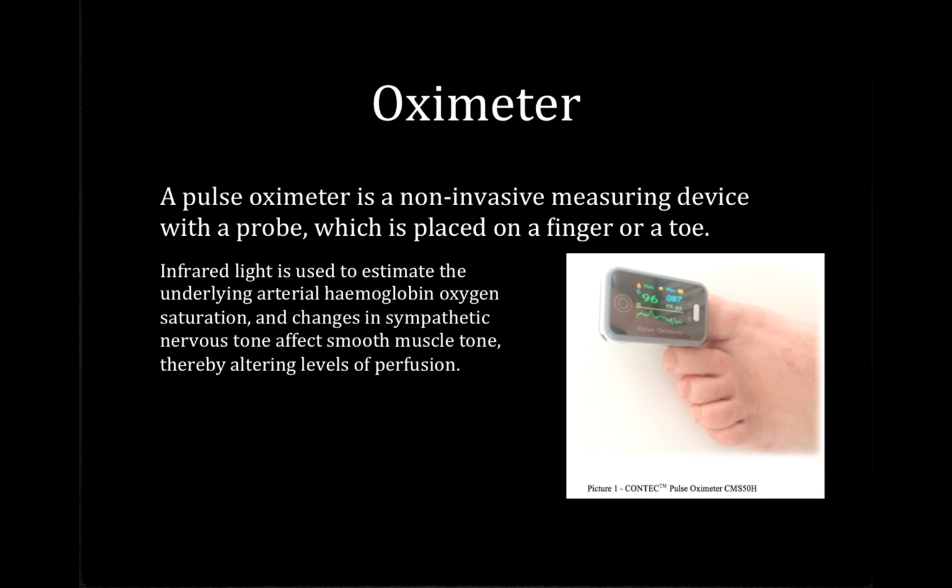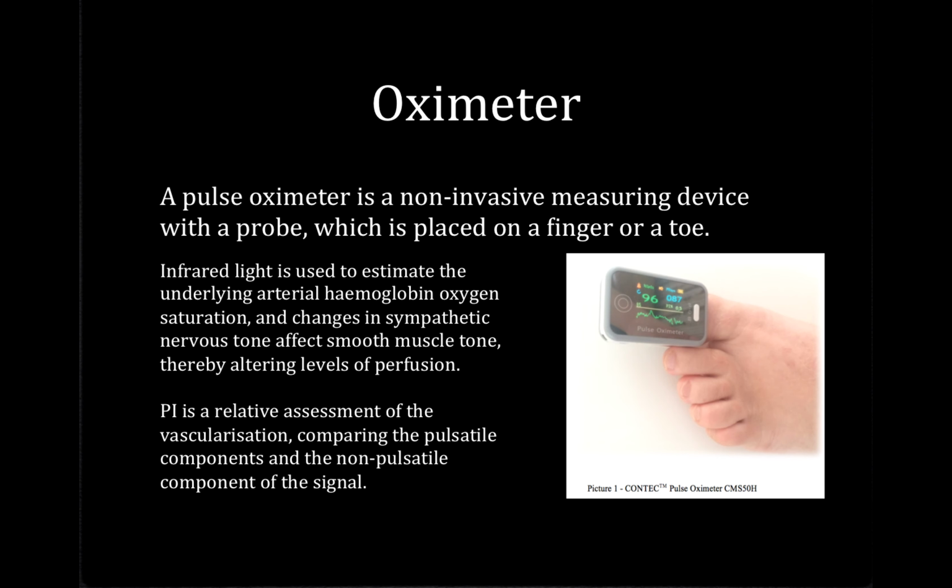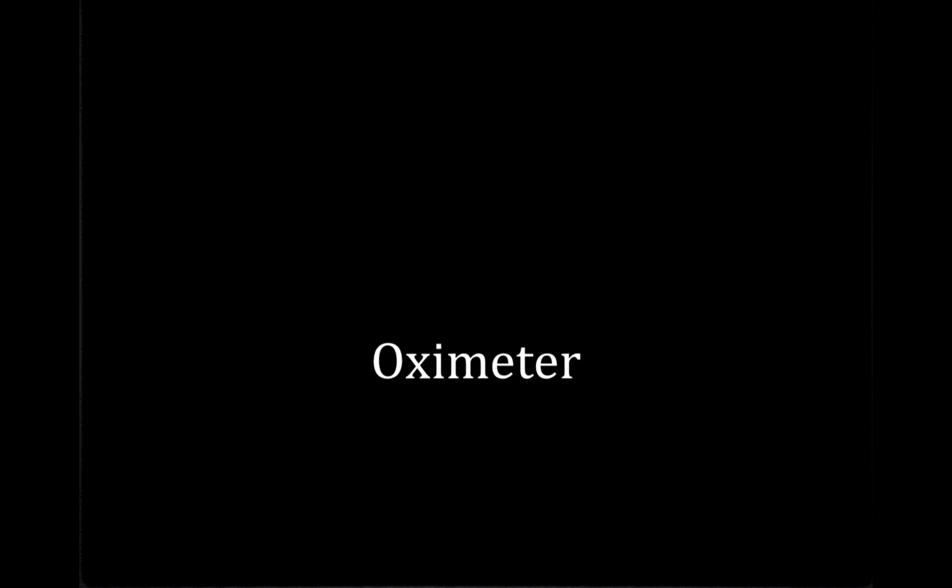Infrared light is used to estimate the underlying arterial hemoglobin oxygen saturation and changes in the sympathetic nervous tone affecting smooth muscle tone, thereby altering the level of perfusion. Perfusion index is a relative assessment of the vascularization, comparing the pulsatile components and the non-pulsatile components of the signal. It is independent of heart rate and saturation level.